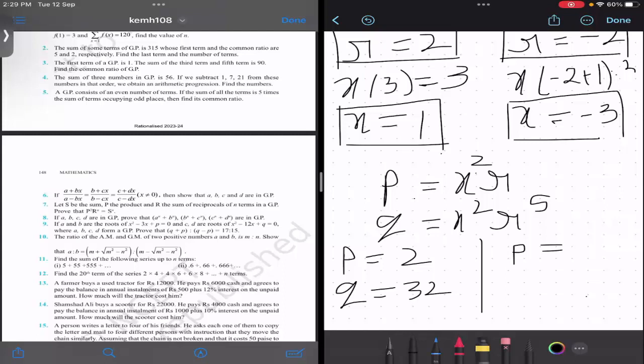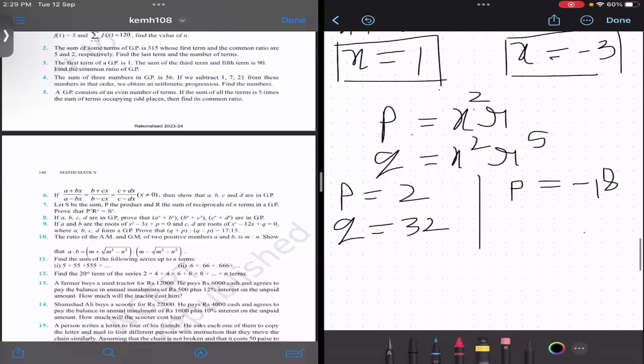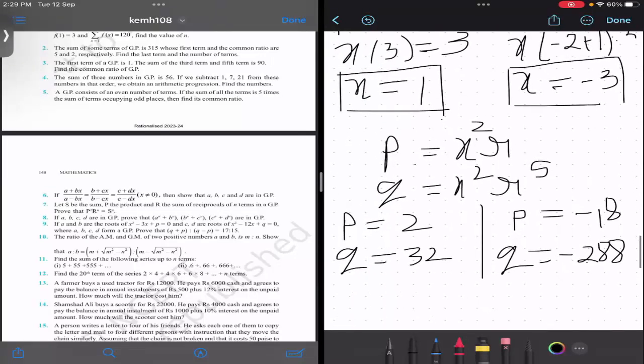9 into minus 2 is going to be minus 18, and Q is going to be minus 288, because I've done nothing here, but I've plugged in the value of x equals minus 3 and r equals minus 2 in this case.